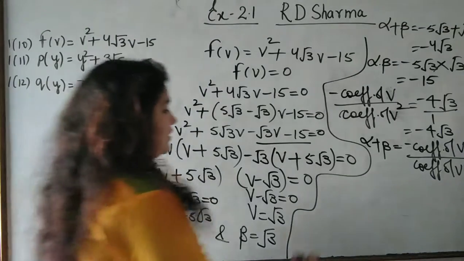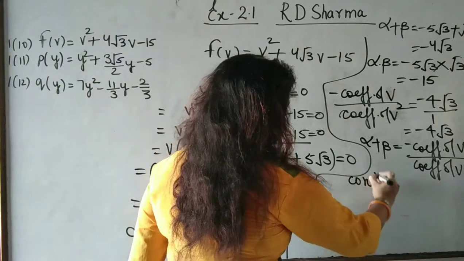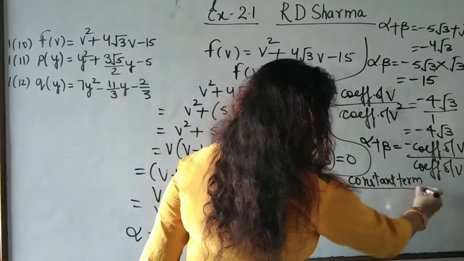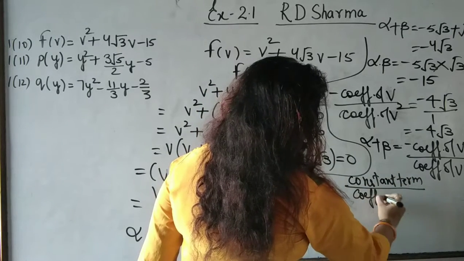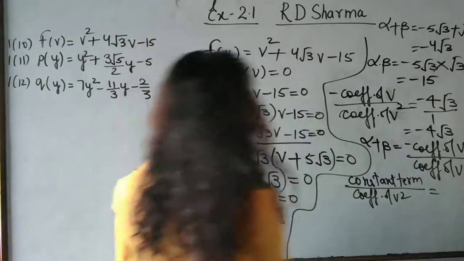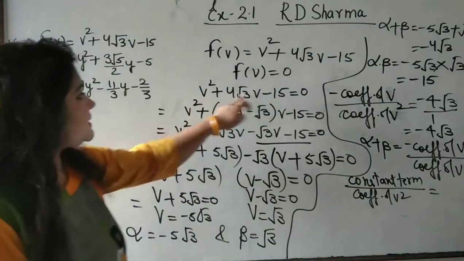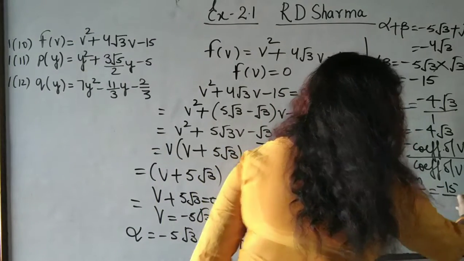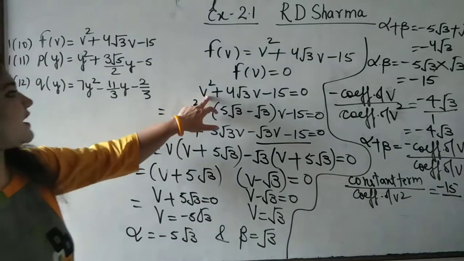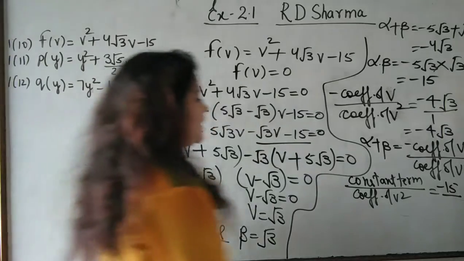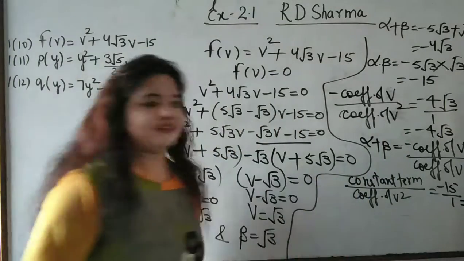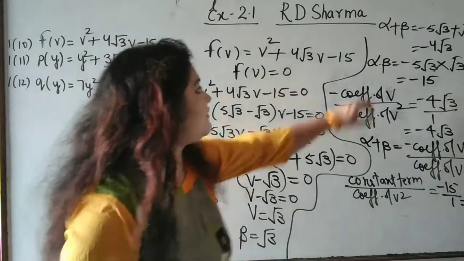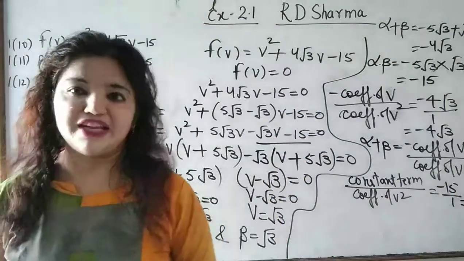Okay, and now we will take the value of the constant term. We will check for the value of constant term upon coefficient of v square, right? So what is the constant term? Just check out. This is -15. So -15 upon coefficient of v square. What is the coefficient of v square? That is 1. So -15 upon 1, that means -15. And alpha into beta, we already have -15.